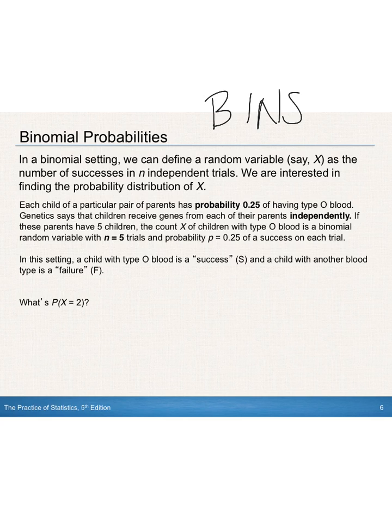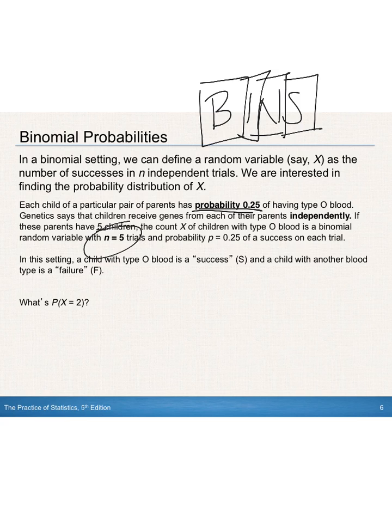So each child in this case is from a particular pair of parents where there's a probability of 25% that they have type O blood. Genetics says that children receive genes independently, and the parents have 5 children. So we're going to look at the count X of children with type O blood. This is a binomial random variable because we are defining a success as having type O blood, and a failure would be not having type O blood. Genetics says it's independent. We know the fixed number going into it, which is 5, and we know the probability, which is 0.25.